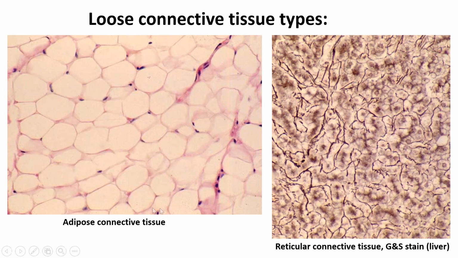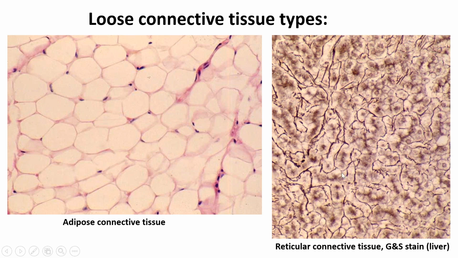On the left, we have adipose. And so this is a collection of adipocytes, and then each one of these is going to be an adipocyte. And we know in preparation that the lipid is removed. And if we want to see that, we're going to have to use things like oil red O or Sudan black or even osmium tetroxide.